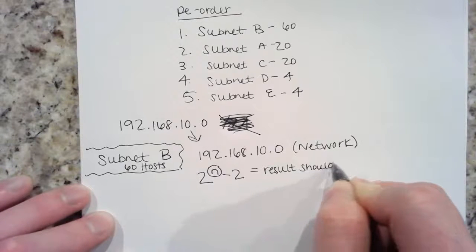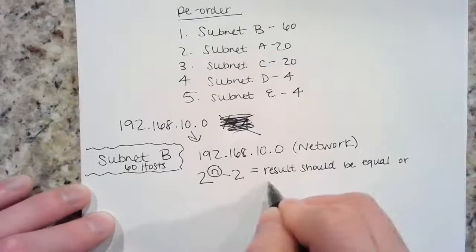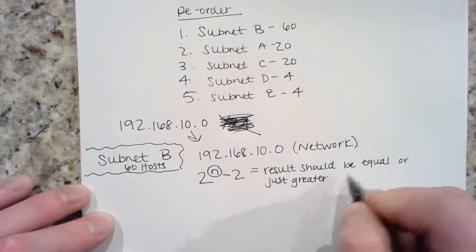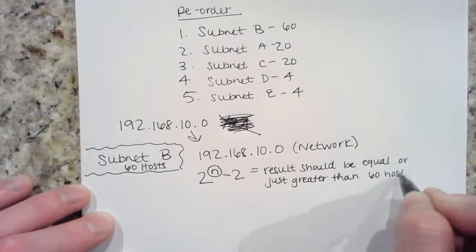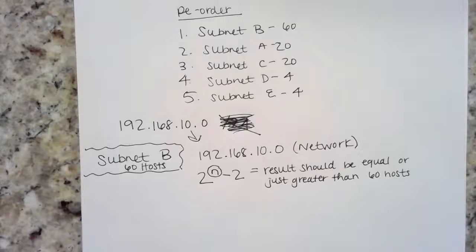Result should be equal or just greater than, and I mean slightly greater than 60 hosts, or whatever host you need. This one just happens to be 60. So you can kind of plug and play here, test out some numbers. You can start at 1 if you want to, but we're trying to see what will give us just greater than that number there. All right.